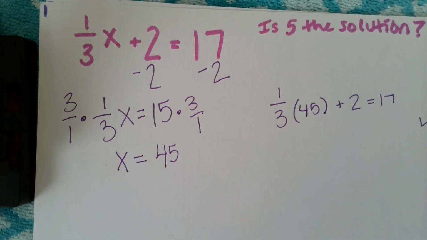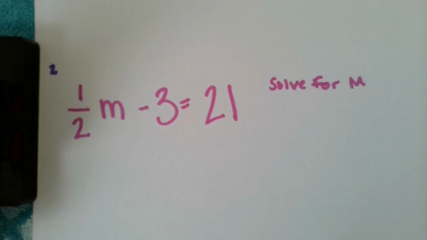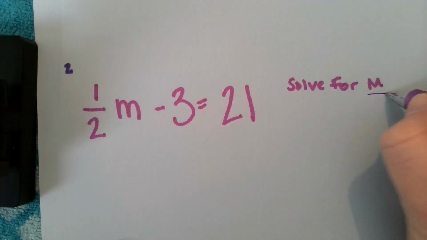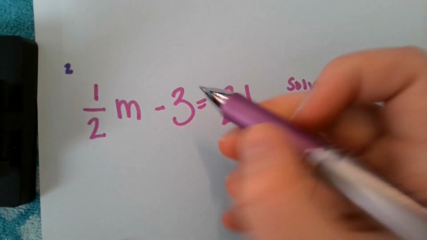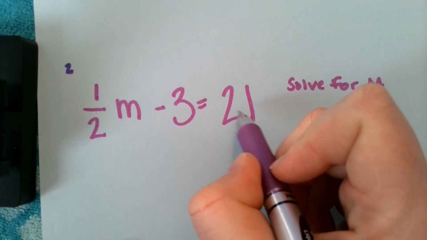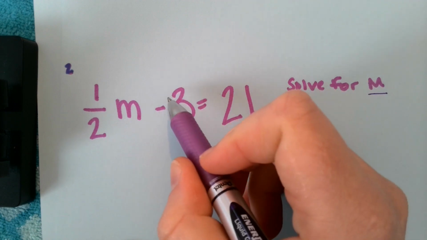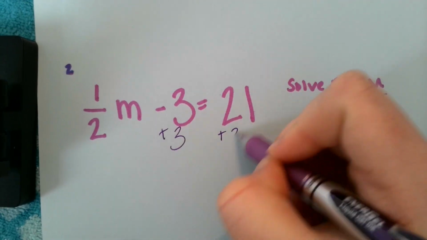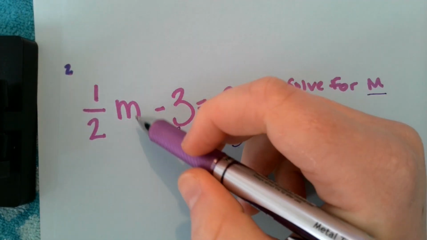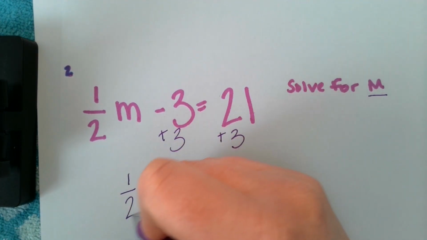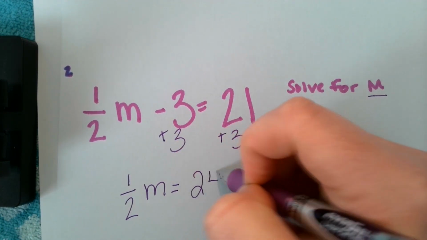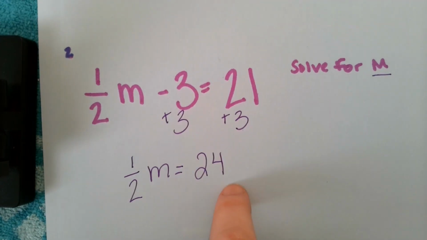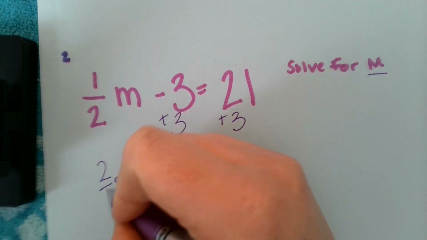Awesome. Next problem. 1/2 of m minus 3 equals 21. Solve for m. Alright, so if we're taking away 3 from this, we need to go ahead and add the 3 to both sides to get rid of it. So we're trying to isolate this variable. So I get 1/2 m equals 24. Well, half of m is 24. So what's m? It's probably going to be double this, and that's how we get it, because we multiply by the reciprocal here.